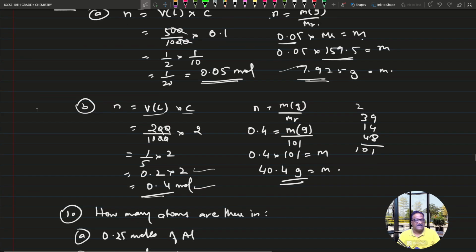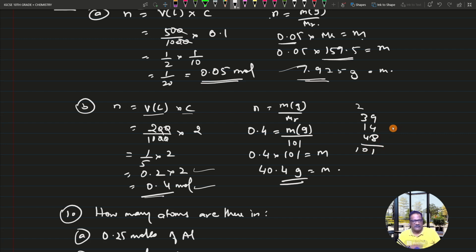KNO3. Okay. Next, n you got 0.4. From this, you will have to find out the mass. So n is equal to mass upon Mr. So n value is 0.4, m you keep as it is, upon Mr.